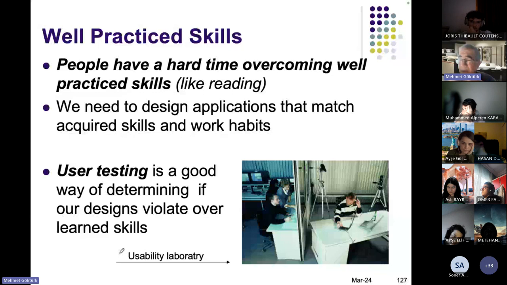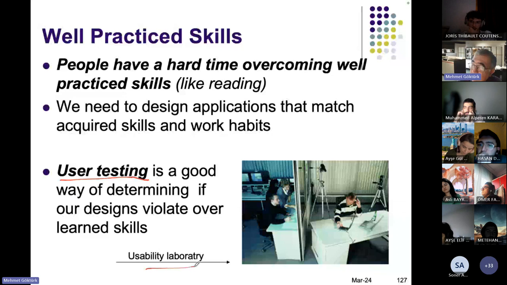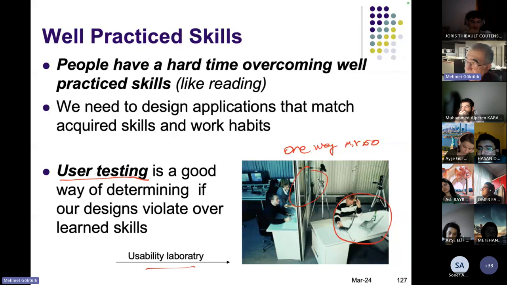User testing is one way of determining how our designs relate to our skills. We have skills, computer usage skills, and we have designs. Design and skill interaction can only be tested, not only, but mainly tested by user testing. And here we see a usability laboratory. There is a one-way mirror. Sometimes a camera can suffice. There is a task. The user is performing the task and the experimenters are following what he is doing and recording, taking notes, etc. So this is how a traditional usability laboratory looks like.